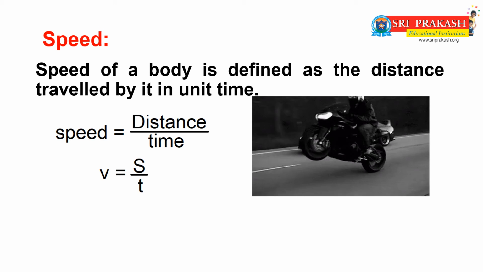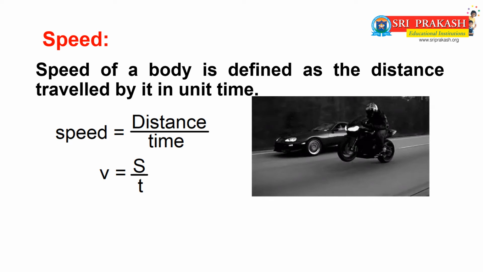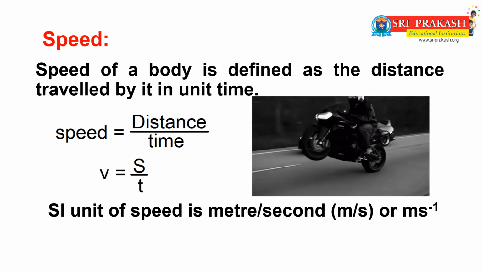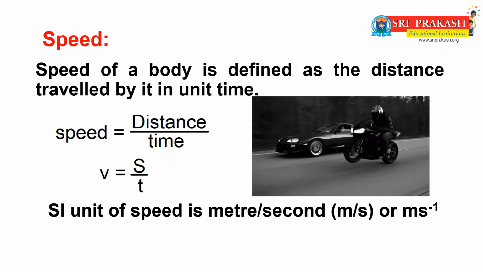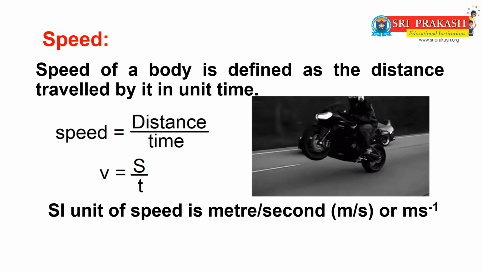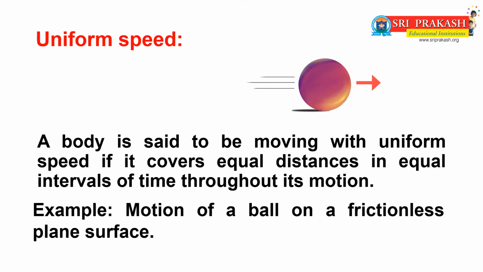The formula is speed is equal to distance by time. So the symbol for speed is V equal to S by T. The SI unit of speed is meter per second, or m/s, or m s power minus 1. Uniform speed. Just like uniform motion, if the speed of an object remains constant, that is, if the object covers equal distances in equal intervals of time, then it is said to move with uniform speed. Example, a ball rolling on a smooth frictionless surface.